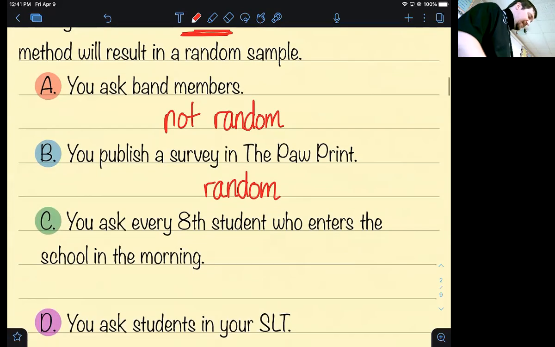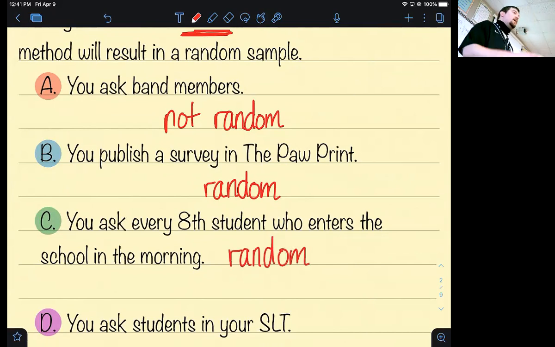What about asking every 8th student who enters the building? Would that be random? Yeah. Do I have control over who's entering the building? So I'm not gonna favor anyone, right? Okay, so that would be random. And you could say, well, you've already determined you're going to ask the 8th person. Sure, I am going to do that, but I have no control over who that 8th person is going to be. And what I don't want to do is go ask my friends.